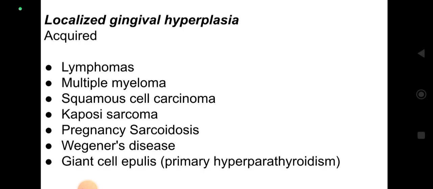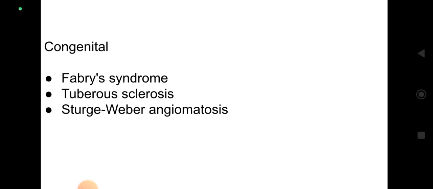Causes of localized gingival hyperplasia are also acquired and congenital. In acquired causes, we have lymphomas, multiple myeloma, squamous cell carcinoma, Kaposi sarcoma, pregnancy, sarcoidosis, Wegener's disease, giant cell epulis, which is due to primary hyperparathyroidism. In congenital causes, we have Fabry syndrome, tuberous sclerosis, Sturge-Weber angiomatosis.